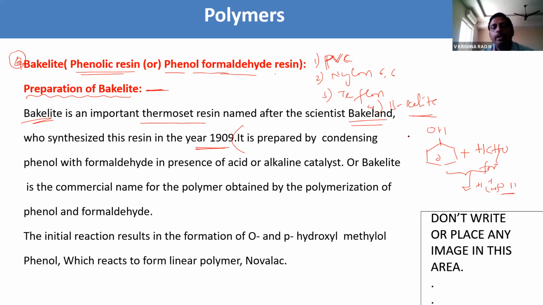It is prepared by condensation of phenol with formaldehyde in the presence of acid or alkali as a catalyst. Bakelite is a commercial name for the polymer obtained by polymerization of phenol and formaldehyde. Phenol is a benzene with OH present, and formaldehyde is HCHO. If you replace the H with CH3, we call it acetaldehyde, C2H5.